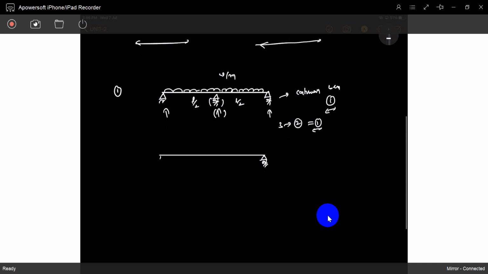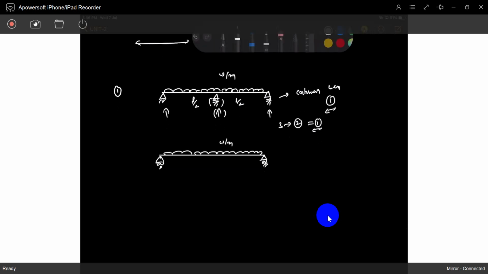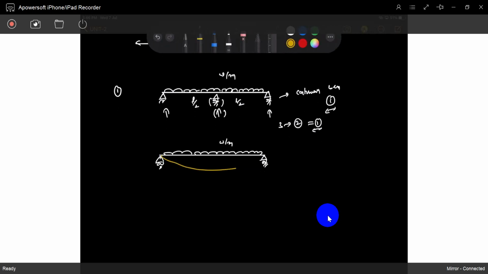Same method. See, if it is a loading, how will it deform? It will deform like this, no? So this is the value. How much is the value? 5 WL power 4 by 384 EI. You know it. So I will take it.